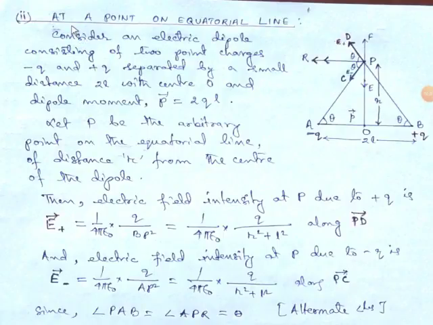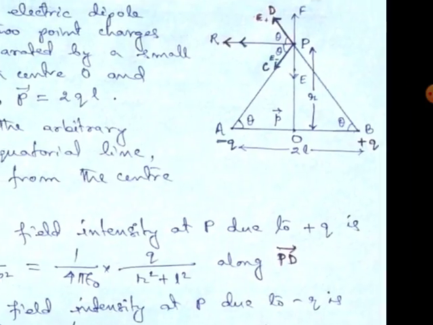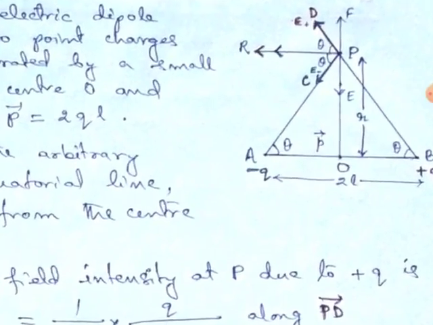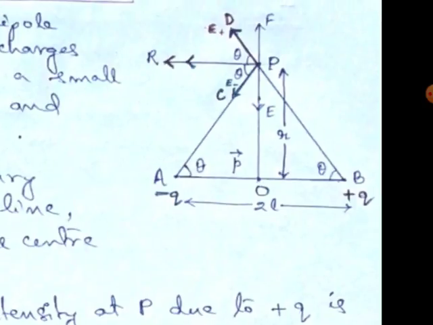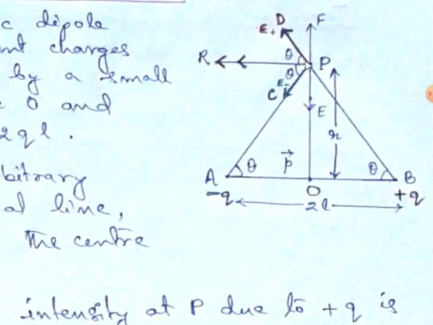Next is what? The second one. The electric field of an electric dipole at a point on the equatorial line. Consider an electric dipole consisting of two point charges, minus q and plus q, separated by a distance of twice L. Let P be the point of observation where we want to find the electric field E.